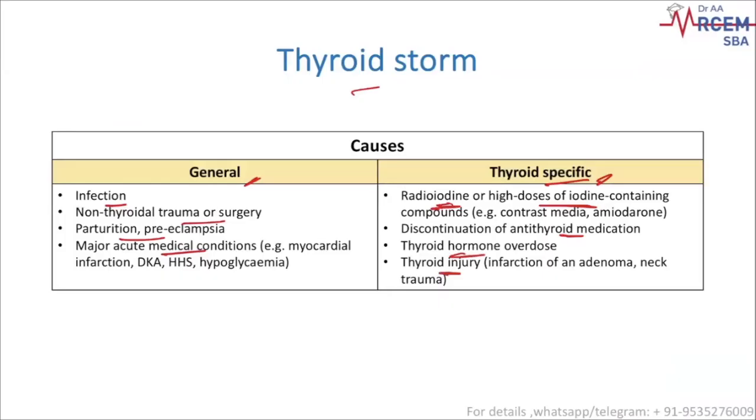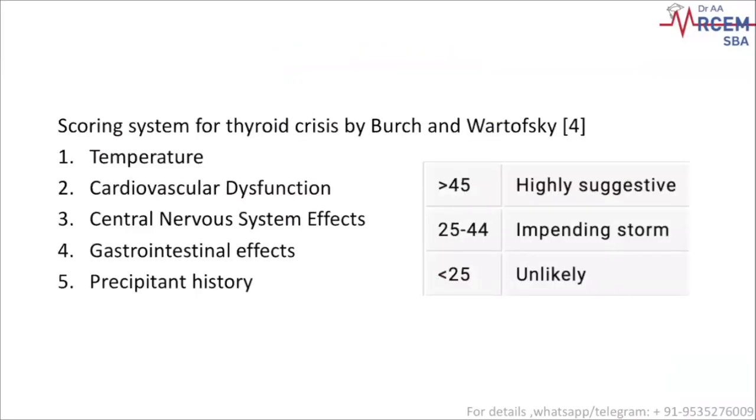hormone into the bloodstream. There is a scoring system which is existing, which classifies into highly suggestive, impending storm, or unlikely. You need to just remember the components of the scoring system. You need not remember the entire scoring system. It is quite complicated. So the scoring system includes temperature, cardiovascular dysfunction, CNS dysfunction, GI effects, and precipitating history.